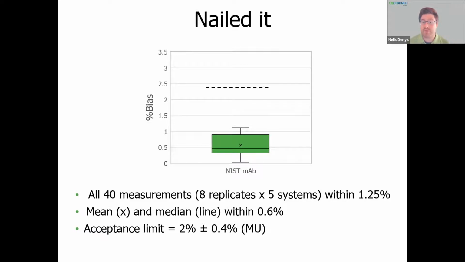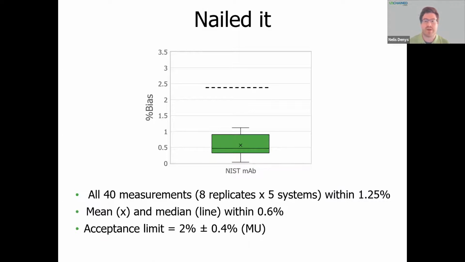NISTmAb is a representative test molecule for therapeutic protein characterization. According to the standards defined by the USP, analytical methods for determining drug concentration should be within 2% of the known concentration, plus or minus the manufacturer uncertainty. The NISTmAb manufacturer uncertainty is about 0.4% of the reference value of 10 mg per mL. So an analytical quantification method should be within 2.4% of the reference concentration.